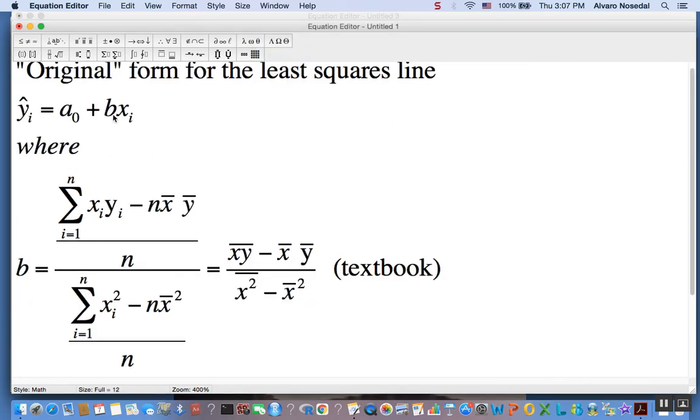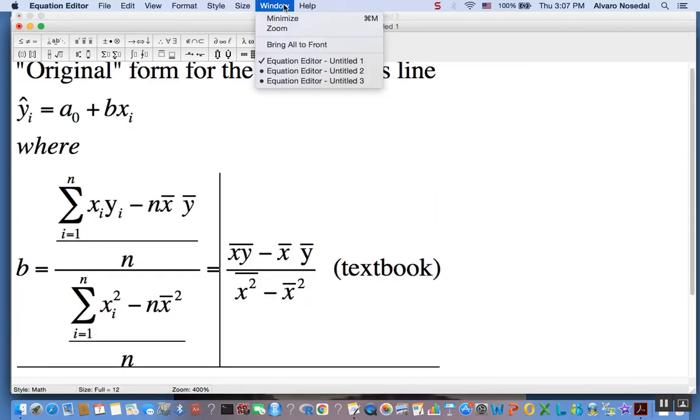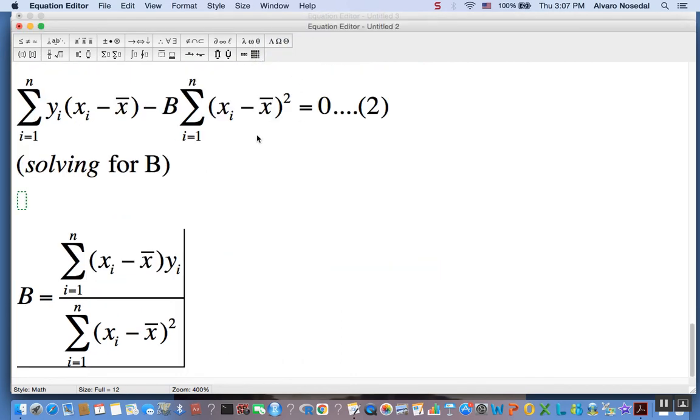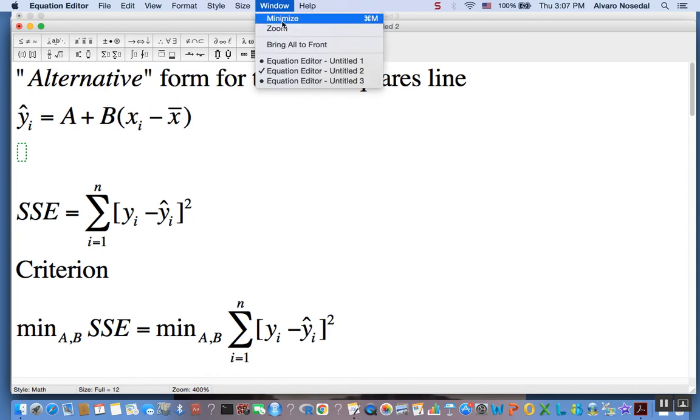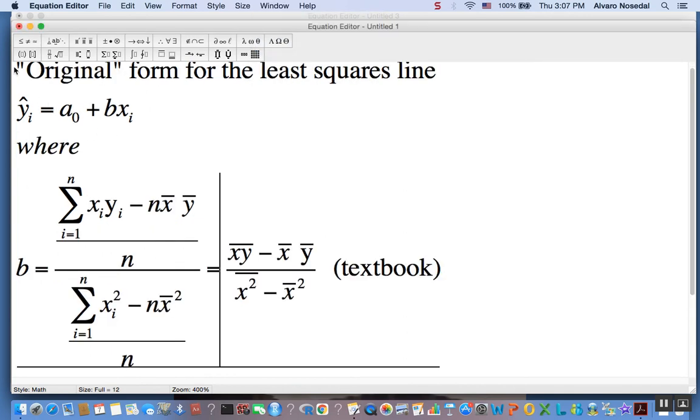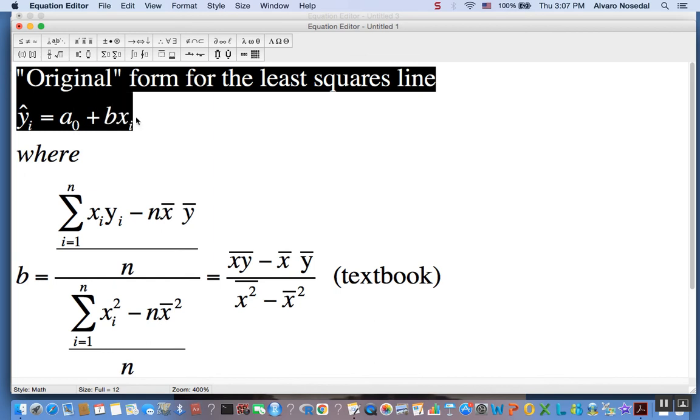Okay? So b for this one and uppercase B for this one are the same. The slopes are the same. Okay? Now, something more. Let's rewrite the original. Let's go back to the original, just so I can show you something.